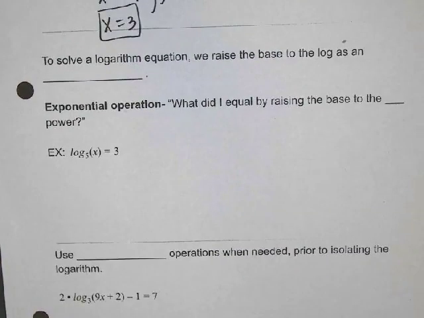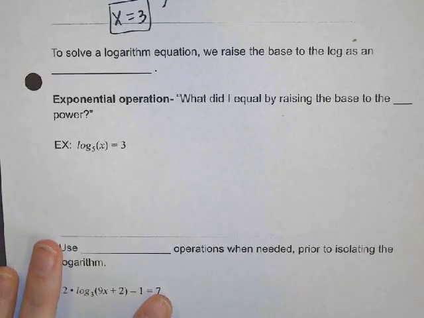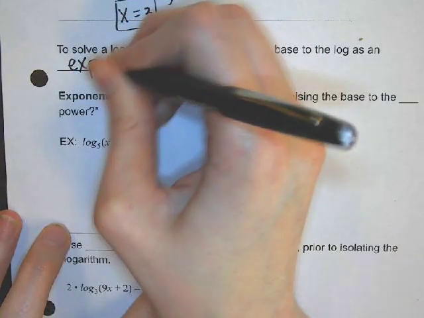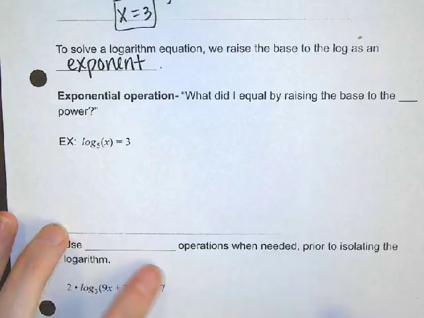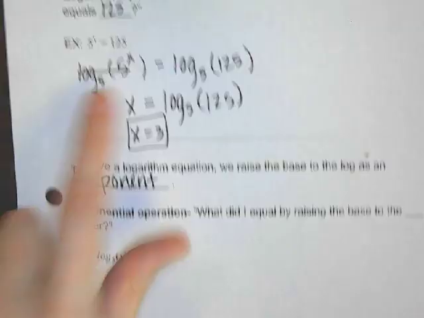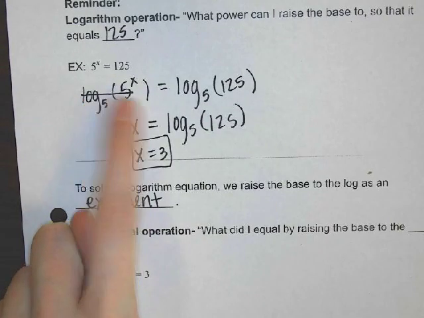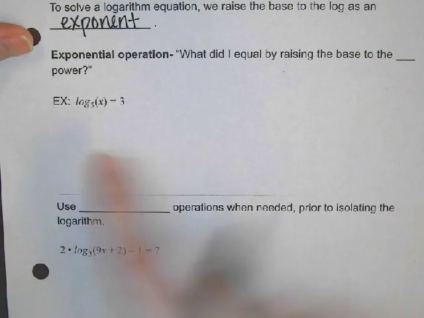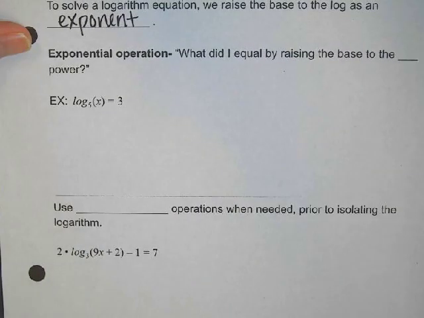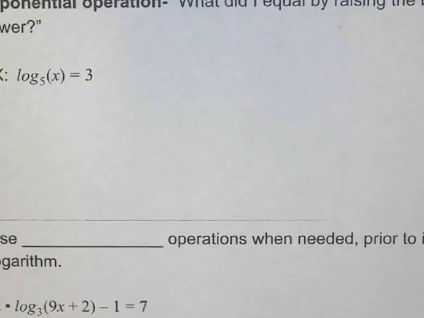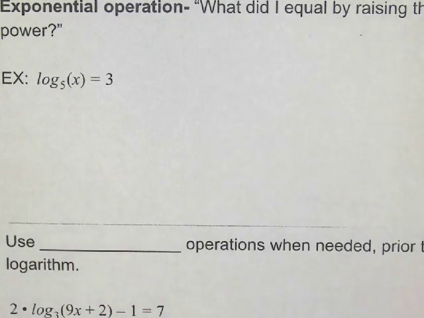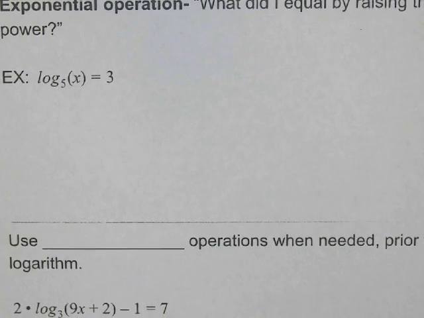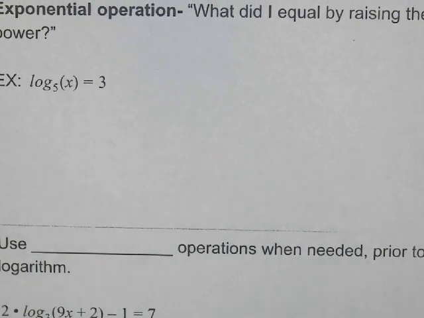So to solve a logarithm equation, we're going to do the opposite, which is to raise the base to the log as an exponent. So we want to write both sides of the equation as an exponent, since an exponential and a logarithm are inverses. Okay, so down here we have a logarithm equation. It says log base 5 of x. That's how you would read that. Now we want to undo this and basically write this as an exponent.